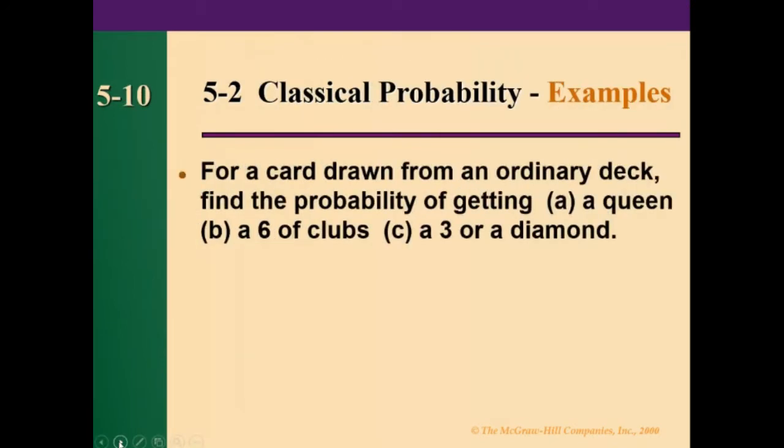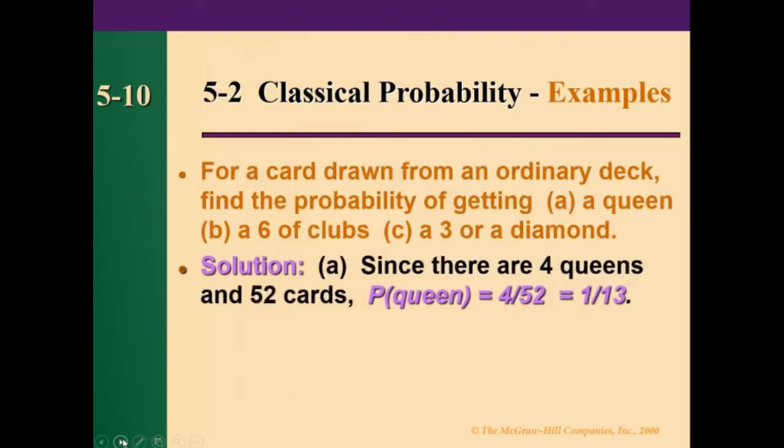So for example, for a card drawn from an ordinary deck, find the probability of getting a queen, a six of clubs, and a three or a diamond. So imagine a standard deck of cards. Familiar naman kayo doon, di ba? So meron tayong heart, spade, flower or clubs ang tawag. Okay, ano pa yung isa? Diamond. So yung iba tinatawag na flower. Pero actually, yung tawag doon ay clubs.